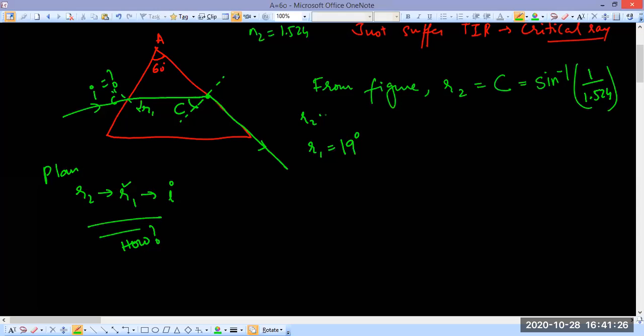Because R2 is nearly 41 degree, that's what comes, right? So R1 is 19 degrees. If R1 is 19 degree, you can find I by using what? How do we go from here to here? Snell's law. Very good. Right.